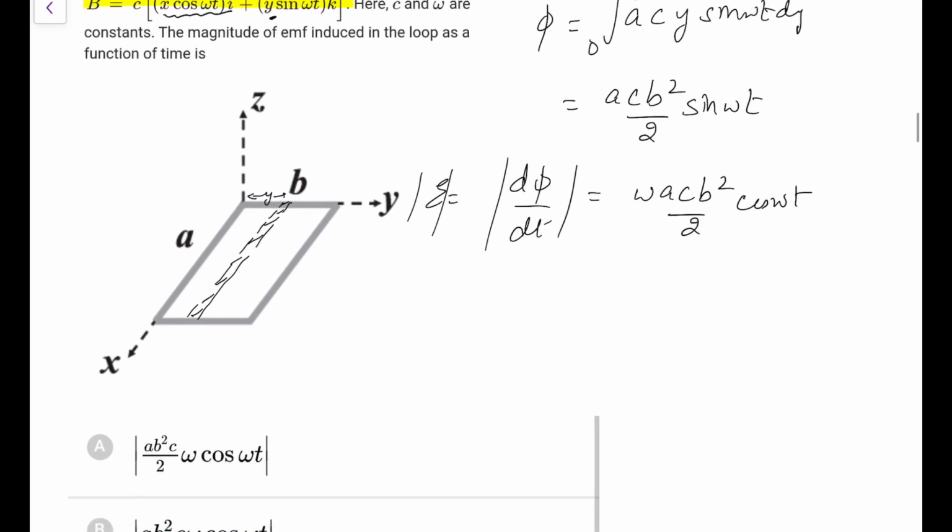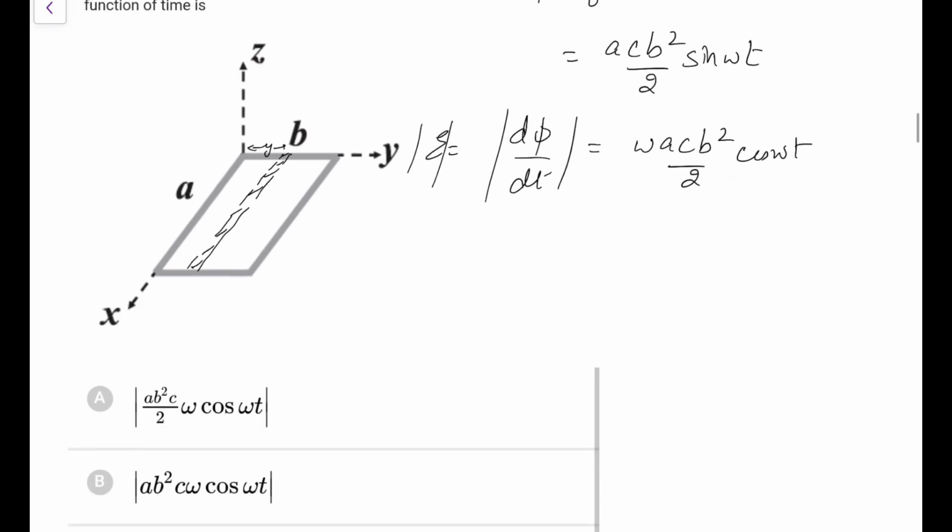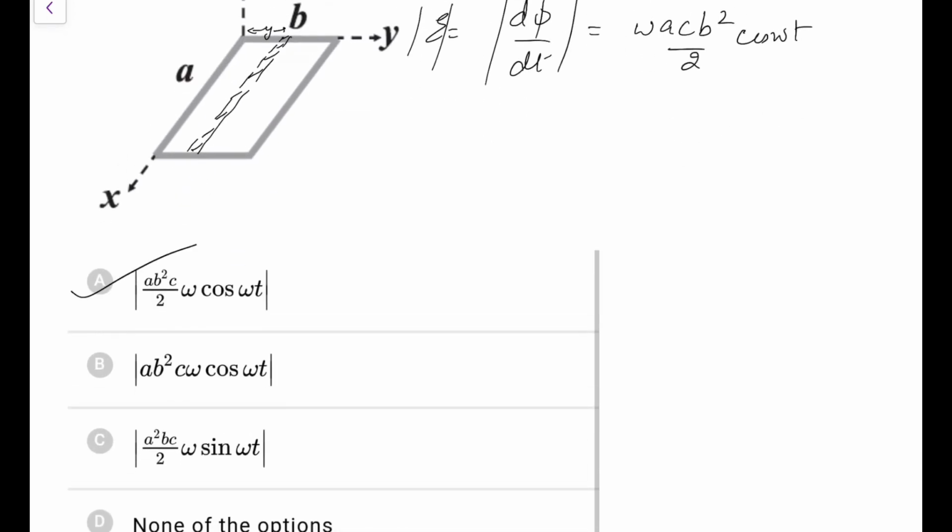That is what we are getting. So going by this, which option is matching? I think option A matches. So go for option A now.